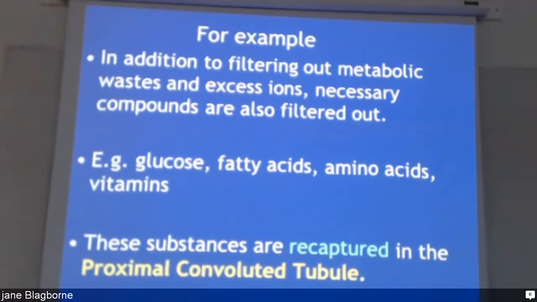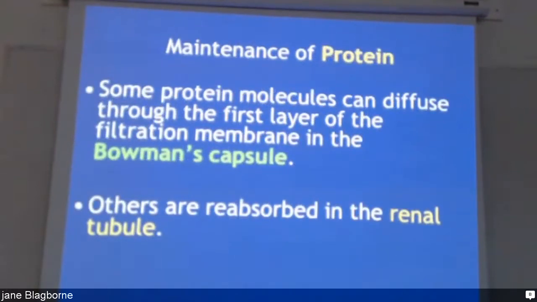So just another example here is the filtration out of metabolic waste. Excess ions, necessary compounds are also filtered out. Glucose is kept back. Your fatty acids and your amino acids, which are your proteins, are kept back, and your vitamins are held in and not released into the urine. Otherwise, you would be short of glucose, and you would be suffering from malnutrition. So these components are recaptured in the proximal convoluted tubule. I know this is a little complicated, but like I say, later on when we talk about electrolytes, then it'll make more sense.